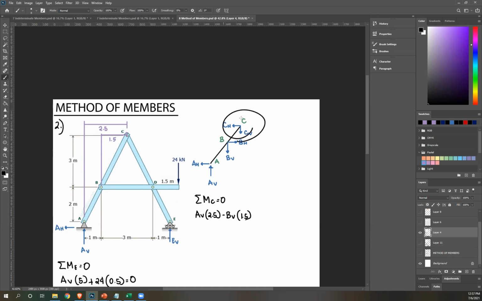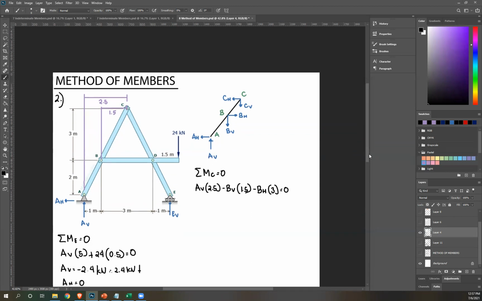BH. BH is counterclockwise, so negative BH. And its distance is easy to see because as you can see, that's just 3 meters, right? Again, 3 meters. There's no other force since CH and CV pass through C, so you equate to 0. Next, I'm gonna write down the negative sign so that you can see how you should solve.